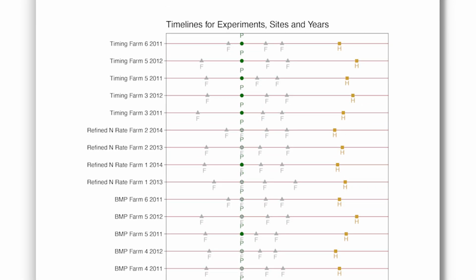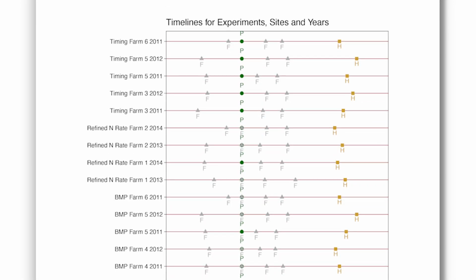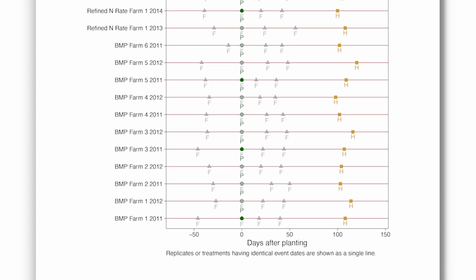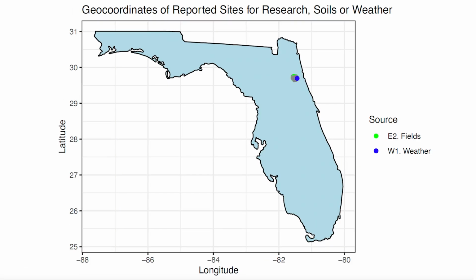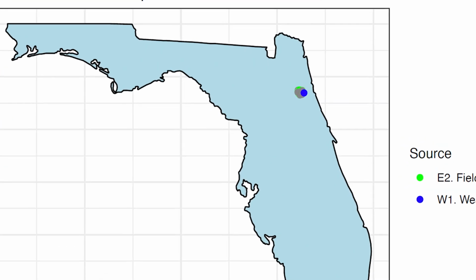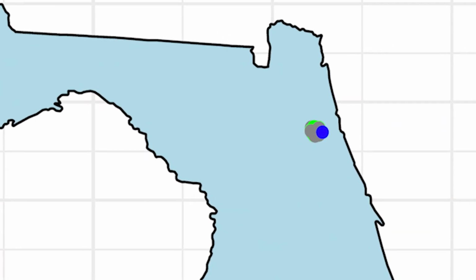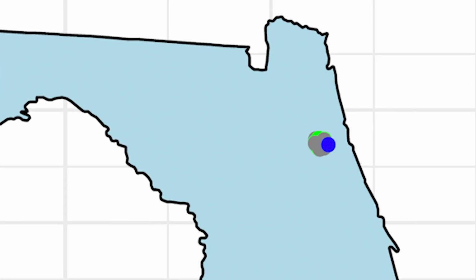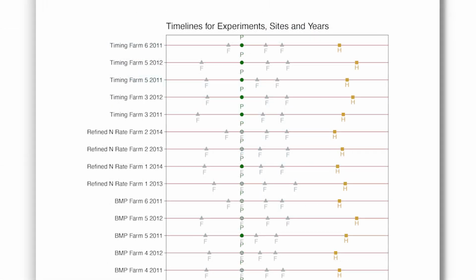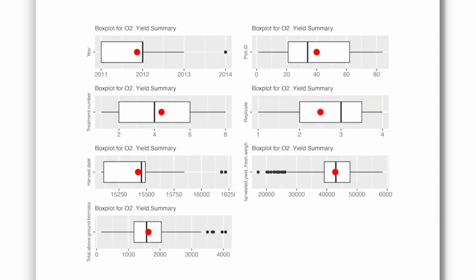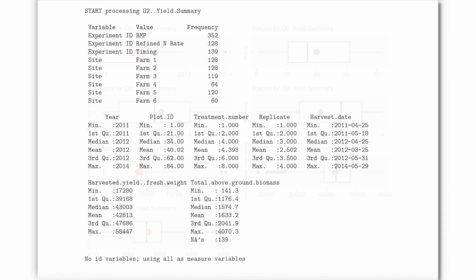To help compare the data from different sites during the study years, this graphic was generated to show the timelines for fertilizer applications, plantings, and harvests, or F, P, and H, respectively. The report also shows a map of Florida with any locations described in the dataset. In this case, exact locations of farms are not shown to respect the owner's privacy. We emphasize that these are simple checks for correct values. The main data checking should be undertaken as an essential part of the data preparation.